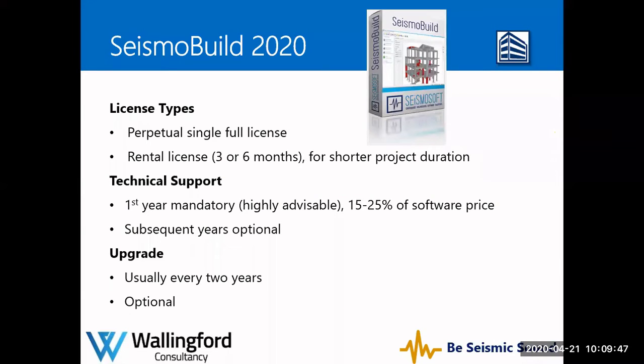In terms of our license, we currently offer two types of license. Our full license is a perpetual license, a single license. Besides the full license, from time to time, based on the request of our client, maybe based on the project duration or type of project, they request a rental license. We offer either a 3-month or 6-month license for much shorter project durations. All the license pricing does not include any technical support; it is purely for the software only.